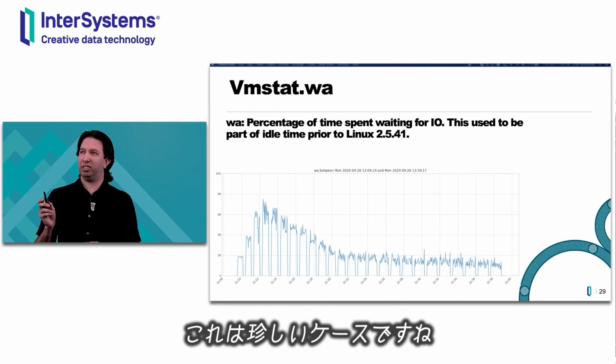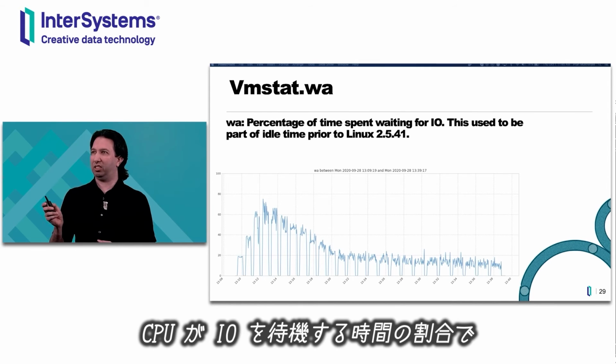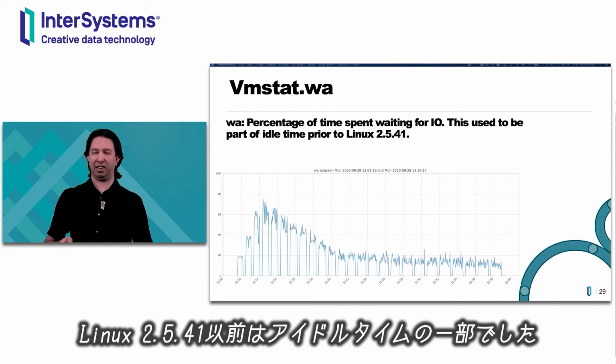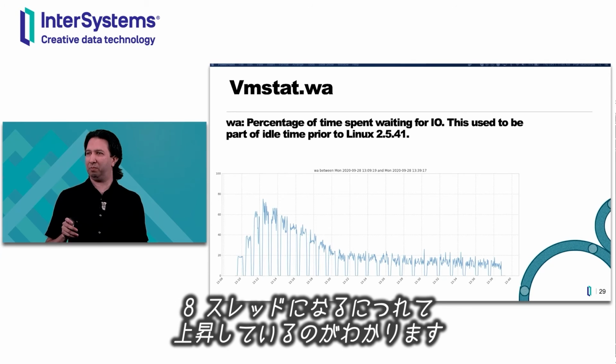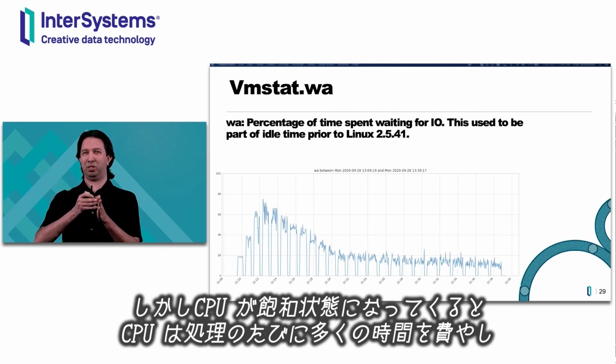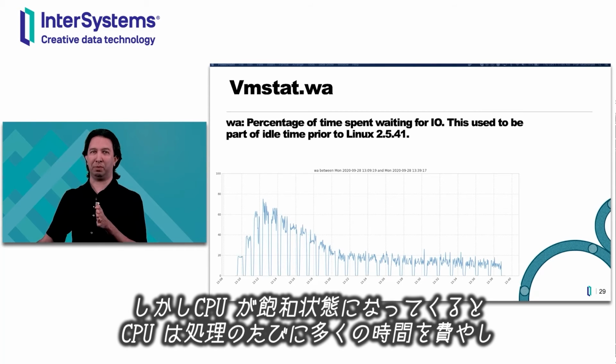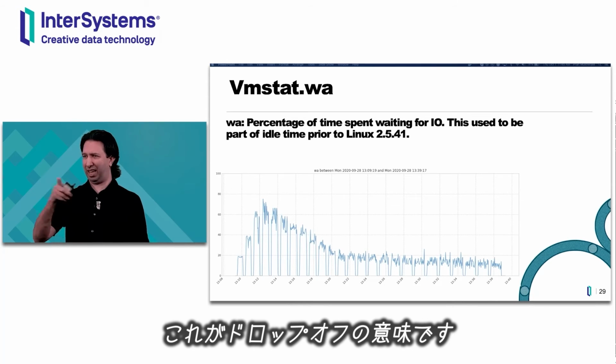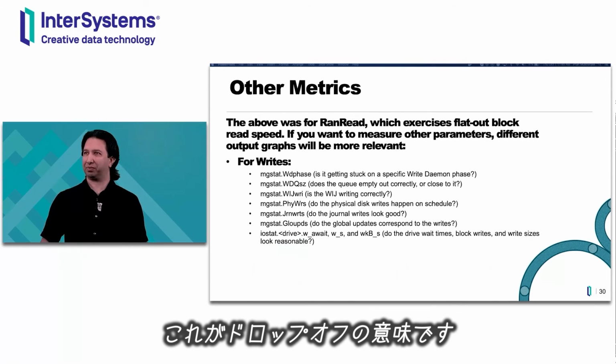This one's an odd one. This is the wait percentage, the percentage of CPU time spent waiting on I/O, which used to be part of the idle time prior to Linux 2.6.41. You can see as it goes up to 8 threads, it rises. But then as the CPUs start to get more and more saturated, it drops because the CPUs are spending more of their time doing something and less of their time waiting for I/O. So that's what that drop-off means.